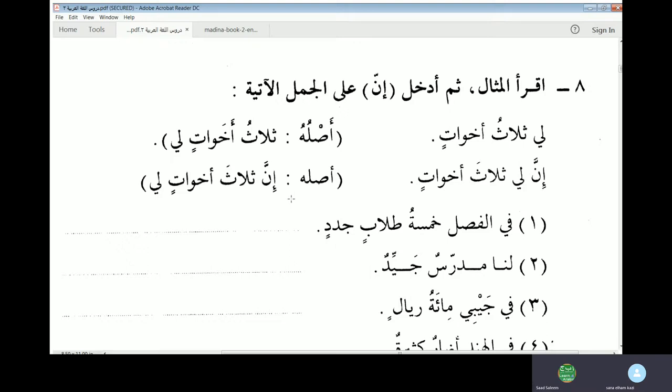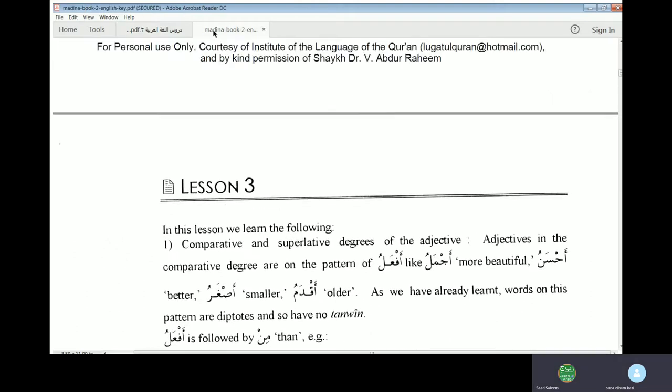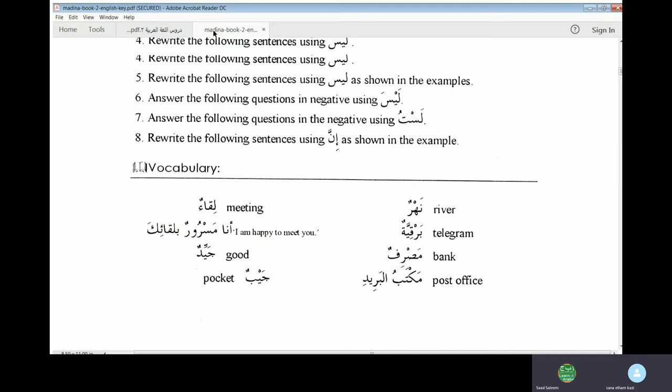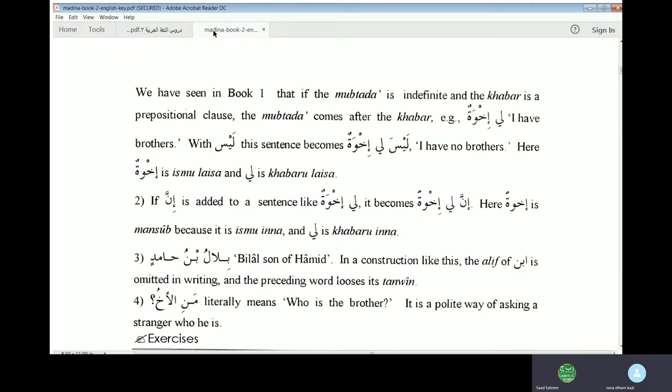Inna is added to the sentence, it becomes Inna li akhawatin. Here akhawatin is mansub because it is ismu inna, and li is khabaru inna.